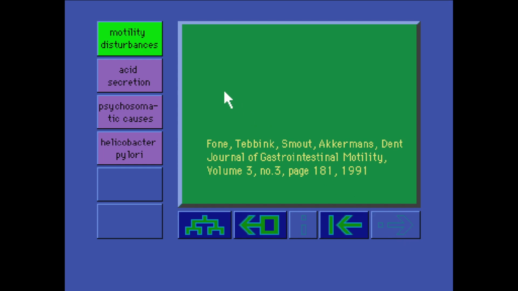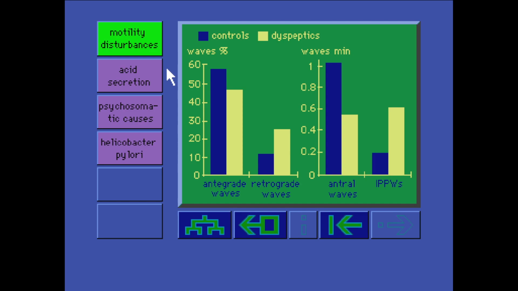In a recently presented abstract, the results obtained after refined manometric measurements in dyspeptic patients were reported. Not only frequency and amplitude, but also the direction of the gastric contraction waves was assessed. Dyspeptics clearly have more retrograde waves. Isolated pyloric pressure waves, which slow down gastric emptying, were also more frequent in dyspeptics. The results are presented in this graph. It became clear that in the investigated group of 11 dyspeptic patients, all had at least one motility disturbance.